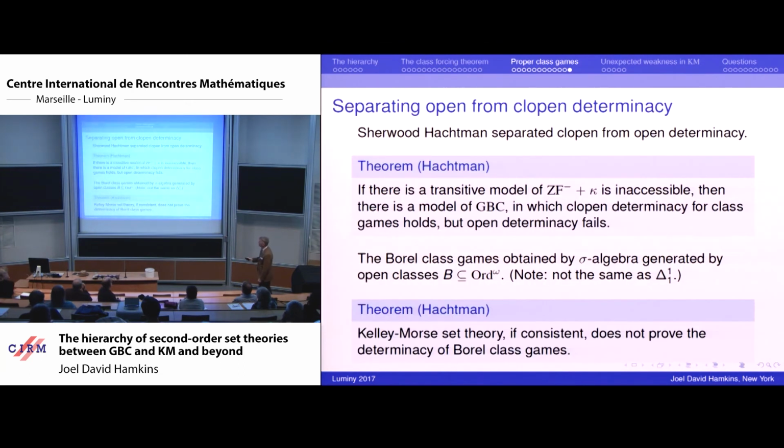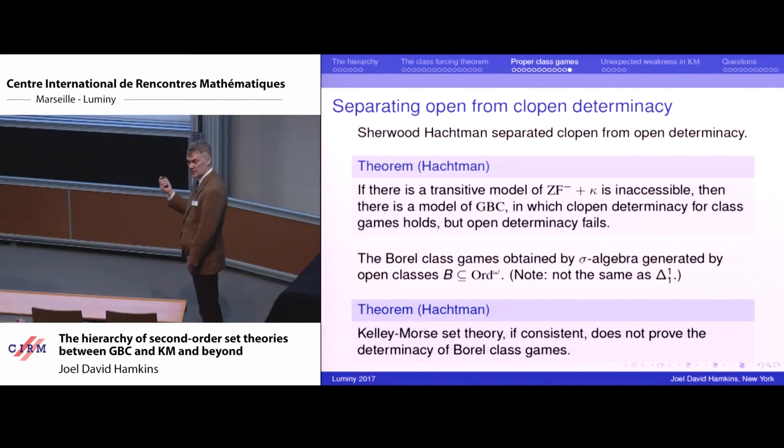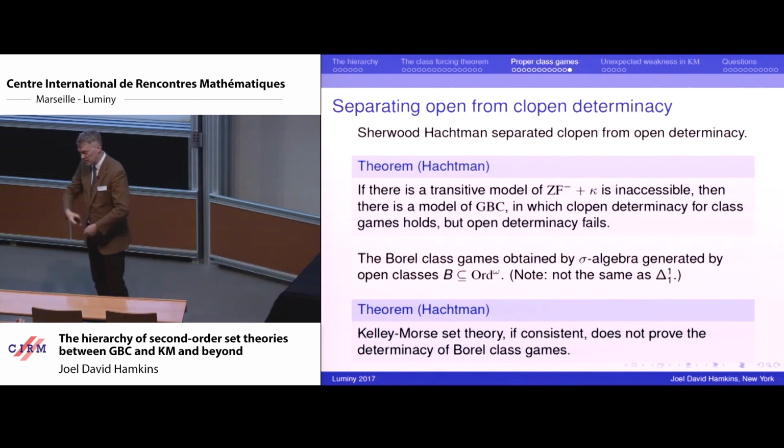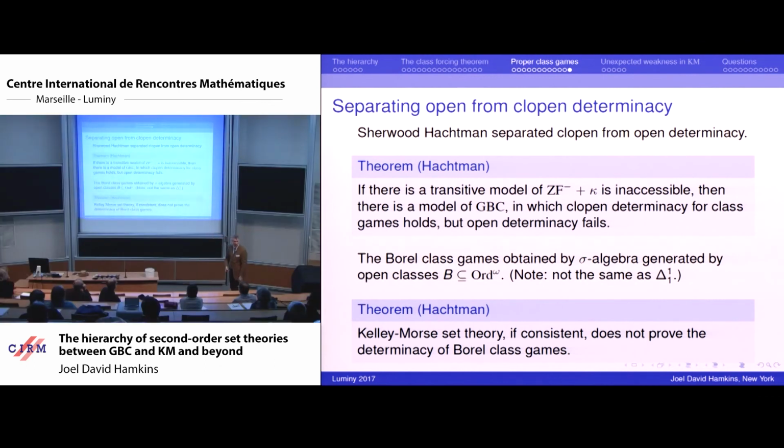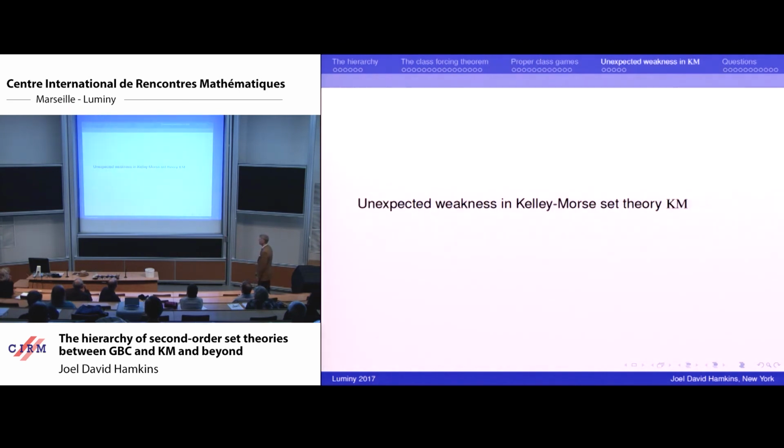And this was finally solved by Sherwood Hachtman, who proved that they're not equivalent. So it's a departure from the arithmetic case. Open determinacy is strictly stronger than clopen determinacy for class games. And then there was also some work about this sort of Borel class game. So if you take the open games and take the sigma algebra generated by those open games, then you get the notion of Borel class game. And KM does not prove Borel class determinacy.